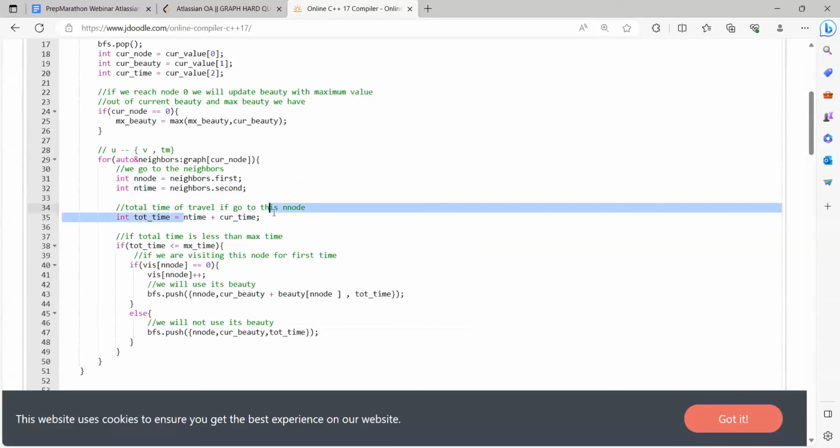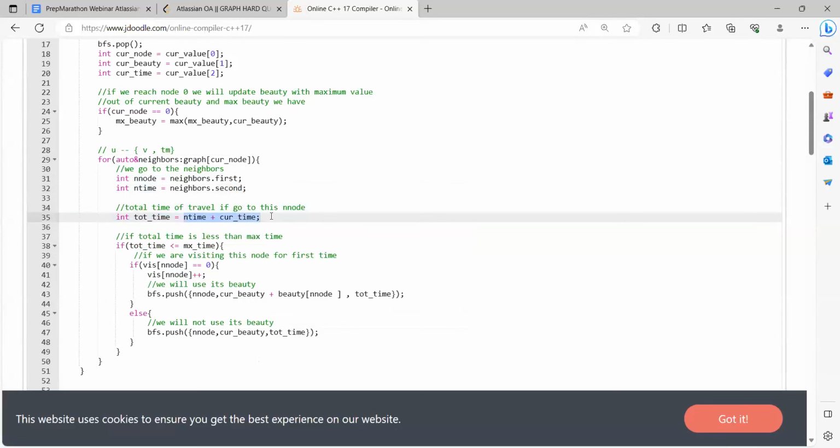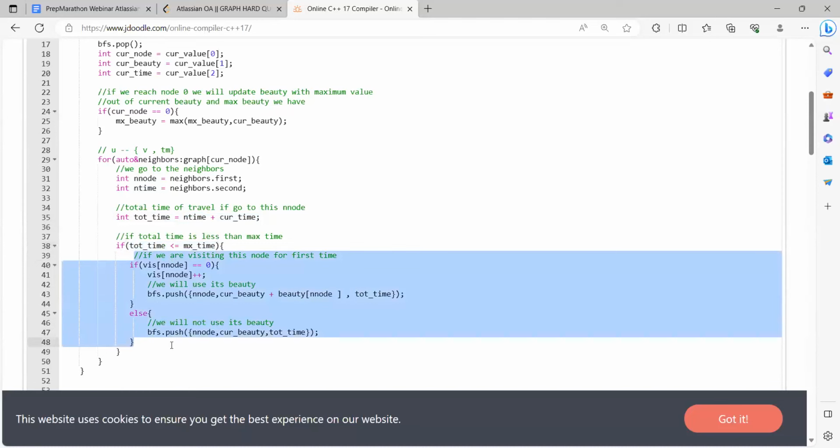Now I'll compute the total time. Can I go to that node or not? Someone was asking that if we do recursion, will we not end up in an infinite loop? So this is the place. We'll go there only if this total time is within our time limit. If the total time exceeds the time limit, we'll not move forward. We'll stop the journey there only. If it is within my time limit, then I process the further steps.